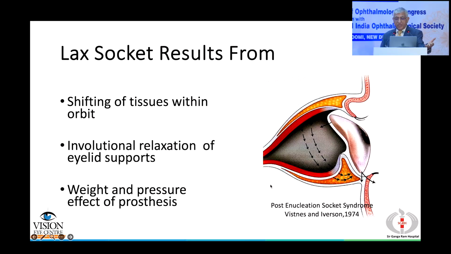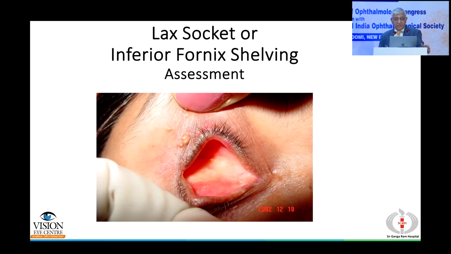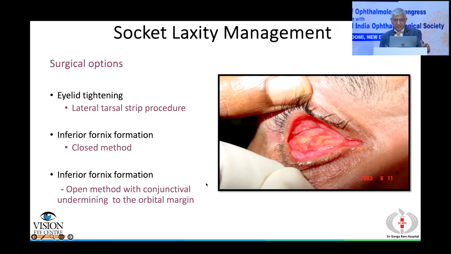This is added to by the bulk of the artificial eye that you put in, which also causes the laxity to increase, and as a result you get malpositioning and often the prosthesis coming out. This is the kind of appearance you get, where you have the ectropion, the exposed inferior fornix, and the prosthesis tending to come out. When you assess this and pull, you see that there's enough surface. You can make a deep fornix, but it has become just shelved.